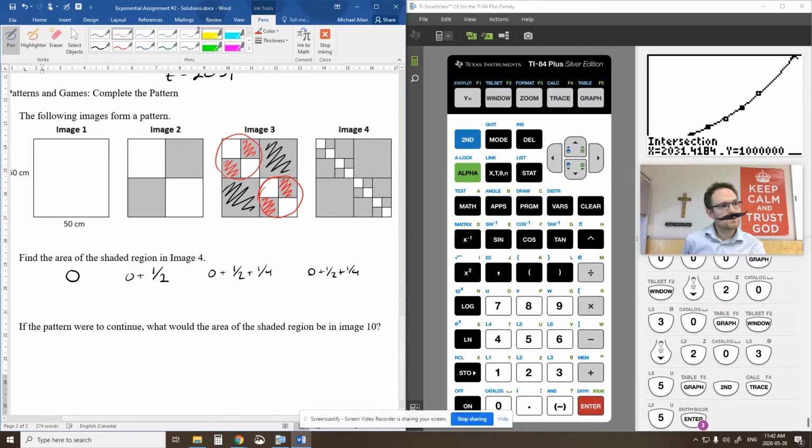Okay, so what the next one's going to be is that these pieces are a quarter. So if I add all those pieces together, that's a quarter of this, but then I'm only shading a half of that quarter. So this extra little piece is going to be an eighth. So that's the shaded area here. So 0 plus a half plus a quarter plus an eighth.